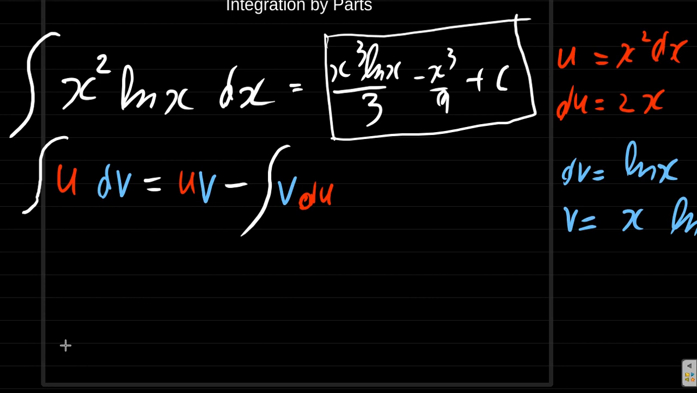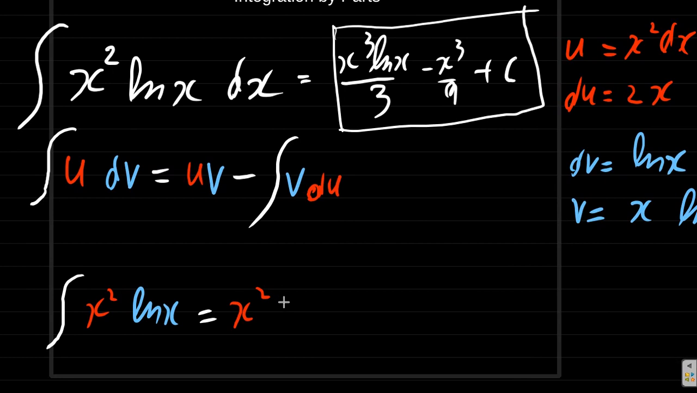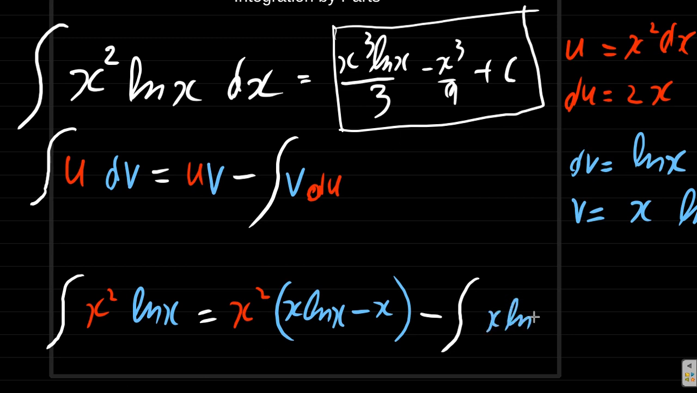What we have is that the integral of u, which is x squared, dv, which is ln x, equals u, which is x squared, times v. Our v is x ln x minus x plus c. So it's x ln x minus x. We're not going to use the constant of integration right now. We're going to leave it off during the work. So minus the integral of v, which is x ln x minus x, times du. du is 2x, right? We're integrating with x being the variable, so we have dx.